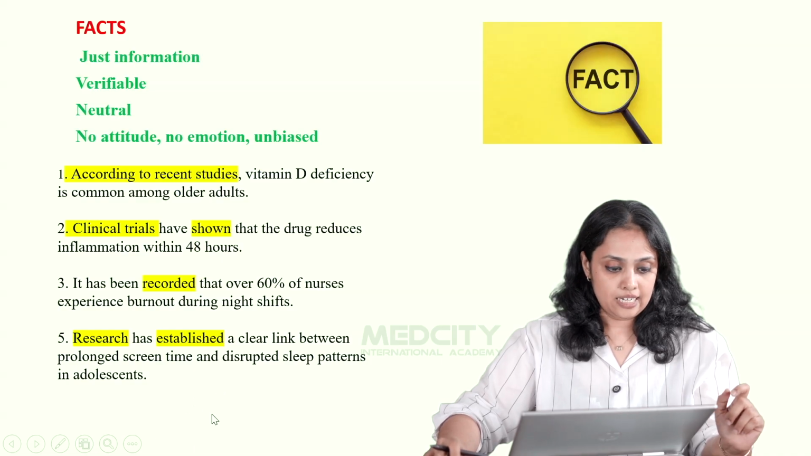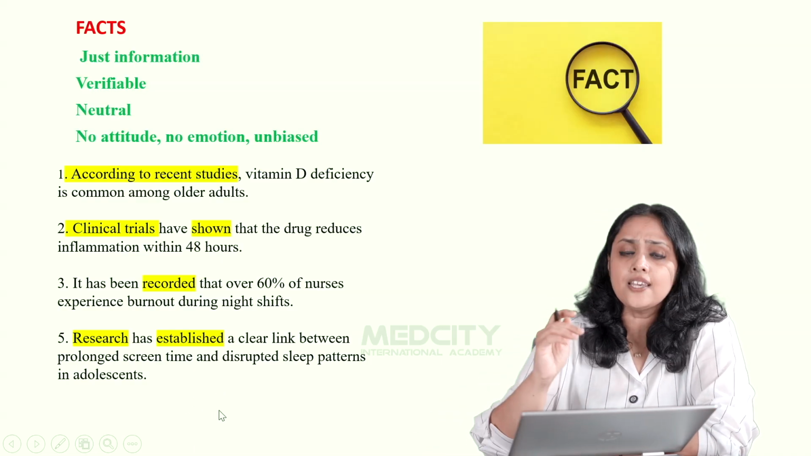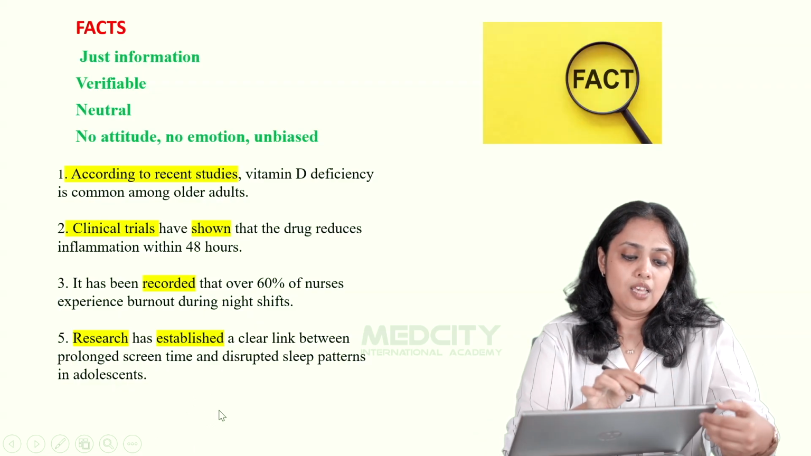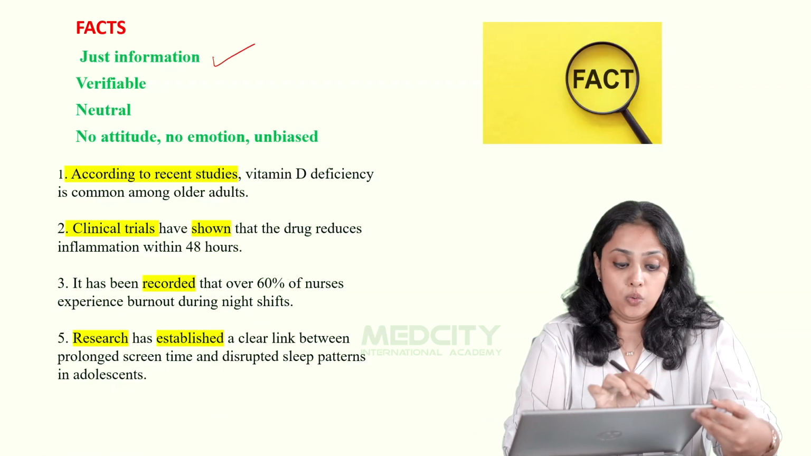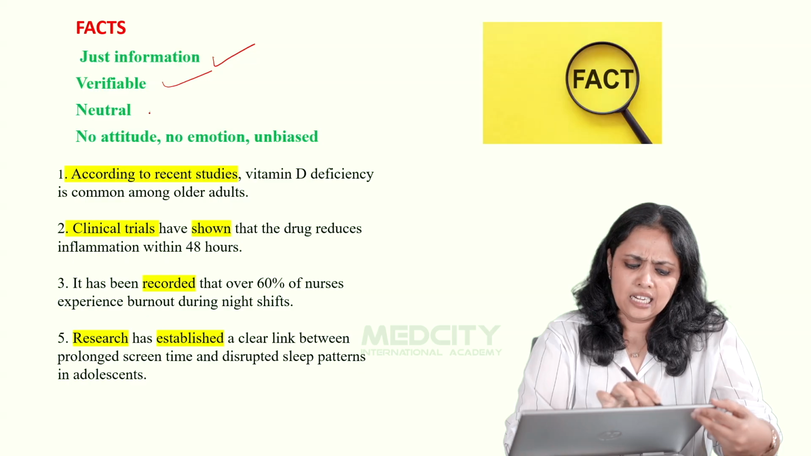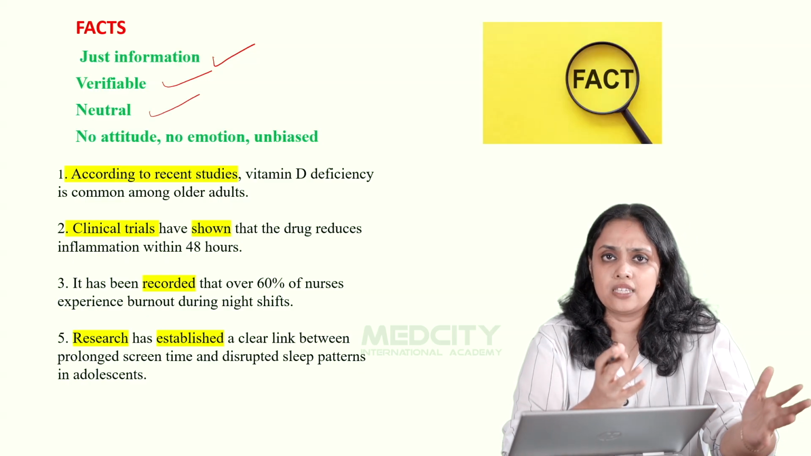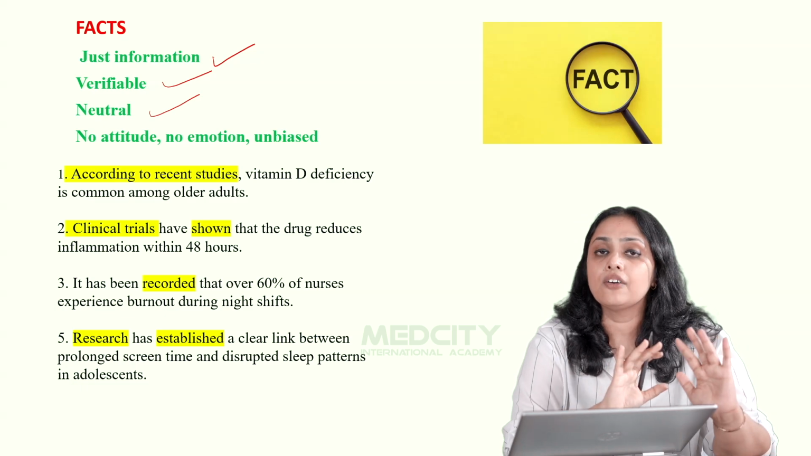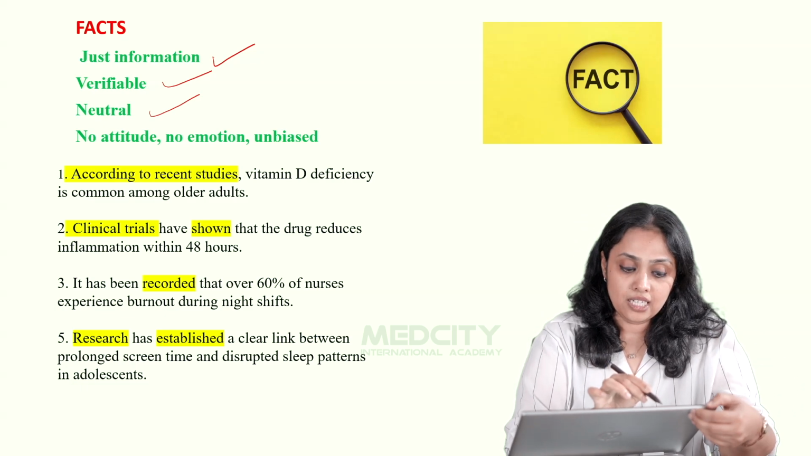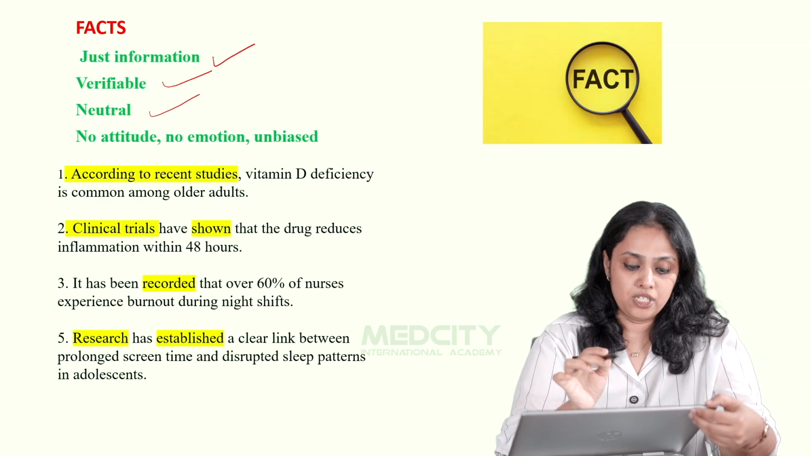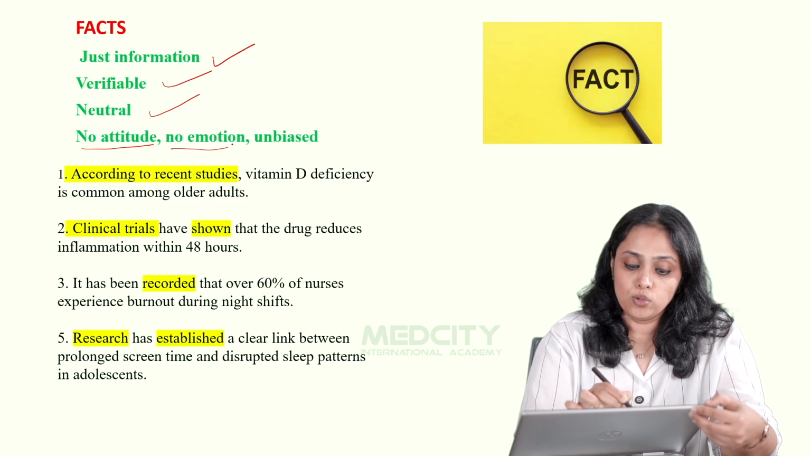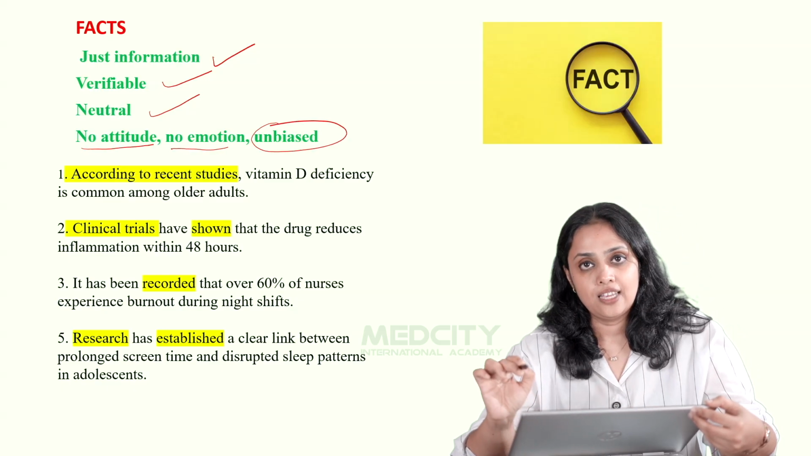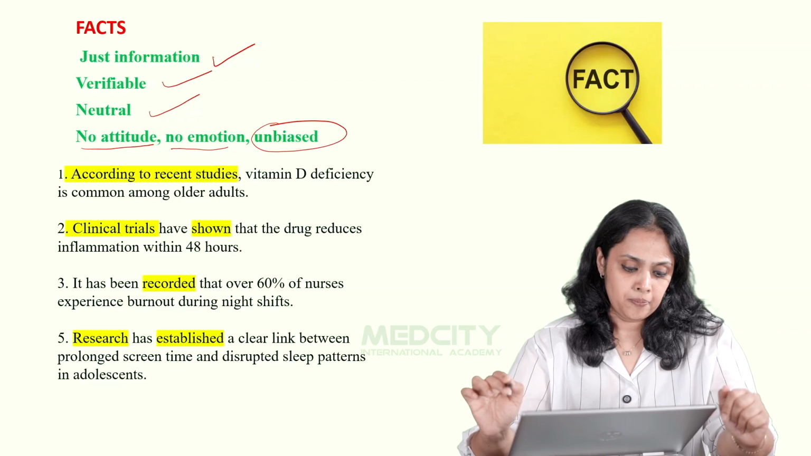Now you can see the slide on the screen. As I have said, facts are just information which can be verified, and they will have a neutral tone. It won't be biased. It will not have a positive or negative tone. It will be something that can be verified. That's information. No attitude, no emotion, and it will be unbiased. That is what we call a fact.